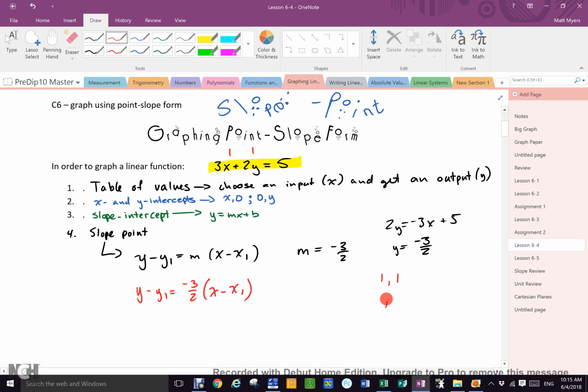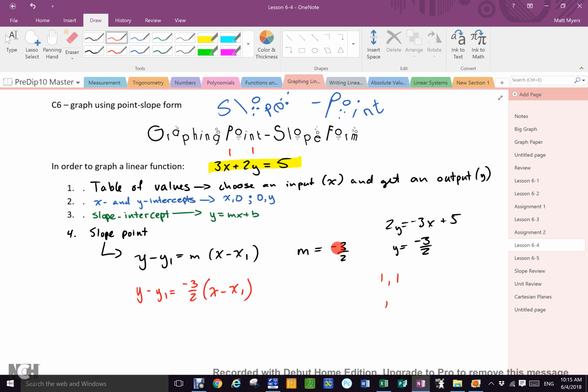I'm trying to find another point on the graph. You guys just did this when you had a slope and a point. What did you do? How did you find the other point on the graph? We used 3 and 2, which was up and down, which was left and right.